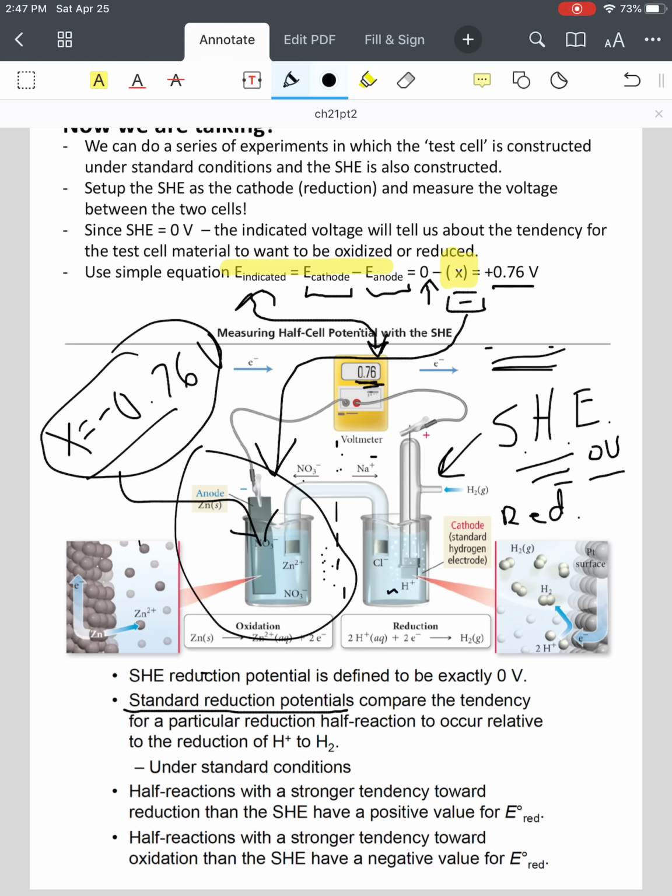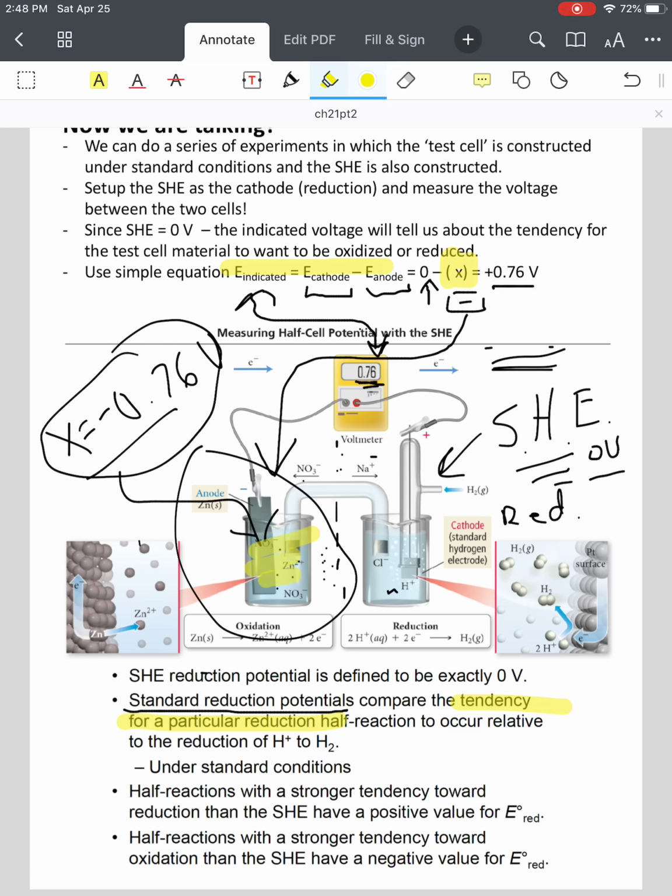And I'm assuming, because I'm using the word standard there, that this half cell is operating under standard conditions, which means my zinc 2 plus concentration has to be 1 molar. We have to be right at 298 Kelvin. But if I'm operating that cell under those standard conditions, that number is a standard reduction potential. Now the beauty of that, we're going to get into today. Because what that number tells us is the tendency of a particular reduction half reaction to occur relative to the reduction of H plus to hydrogen.